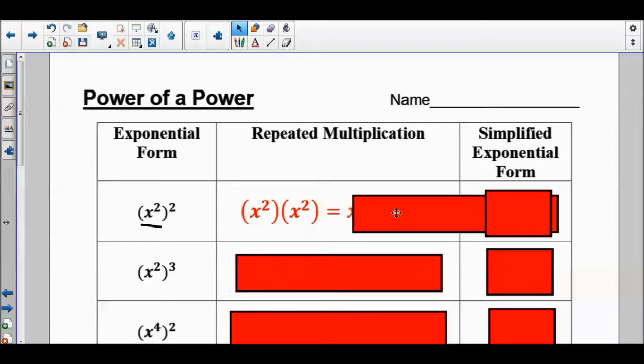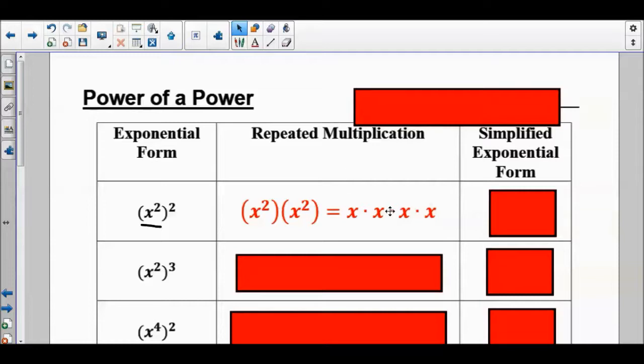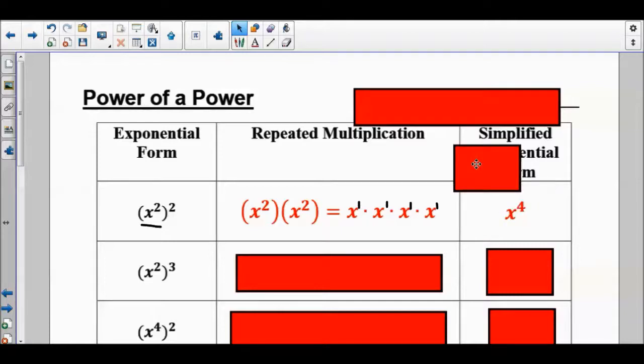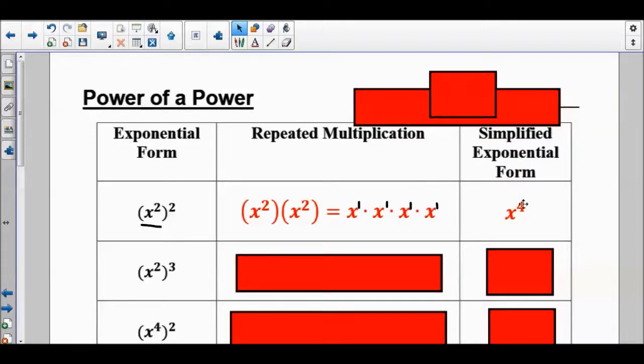Another way we can write this is x times x for our first x squared, times x times x for our second x squared. So altogether we've got 4 x's being multiplied. Now to figure out what this is equal to, if we think about last time when we had all the same base with no exponents up here, they're really like exponents of 1. So what we did was we took our exponents and we added them. So altogether we have 4 x's, and 1 plus 1 plus 1 plus 1 gives us x to the 4th. So in simplified exponential form, x squared to the second power is x to the 4th.